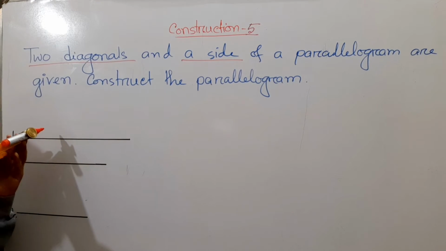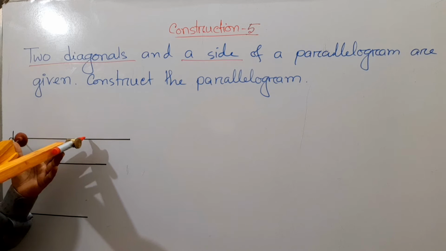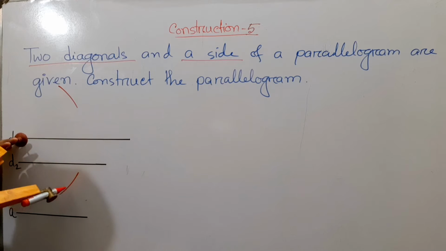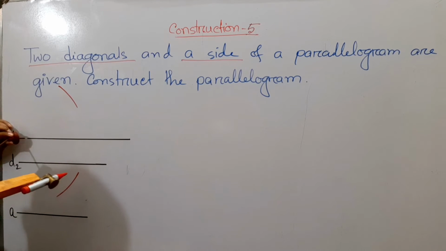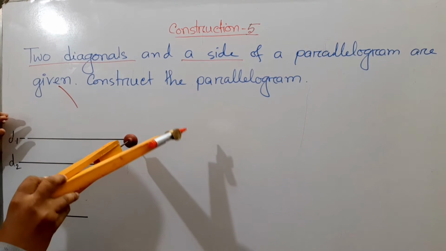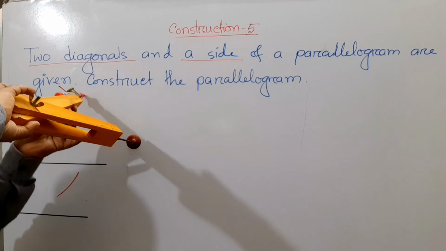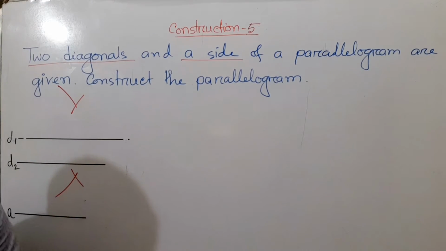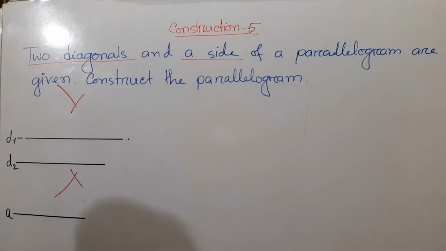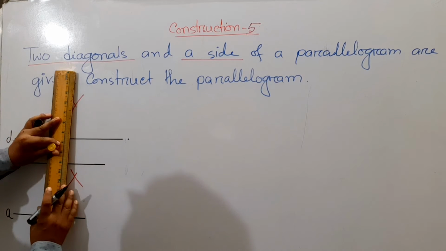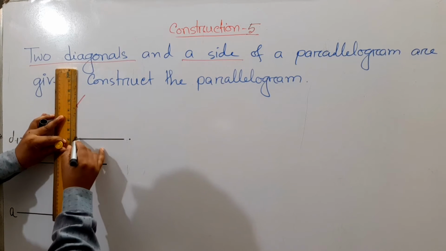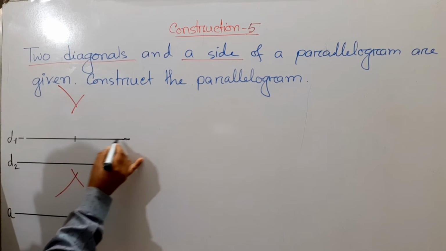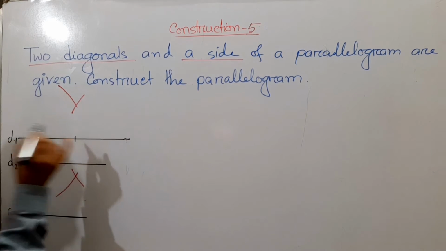With centering any end point, we take the radius more than half of that, and draw two arcs. Now with centering the other end point with the same radius, we draw two more arcs. Now we will take the midpoint. No need to draw the line, take the midpoint. So at this point it is bisected. D1 is bisected over there.